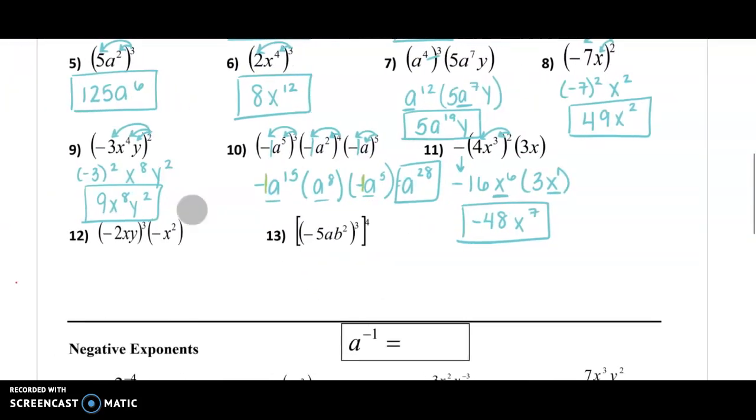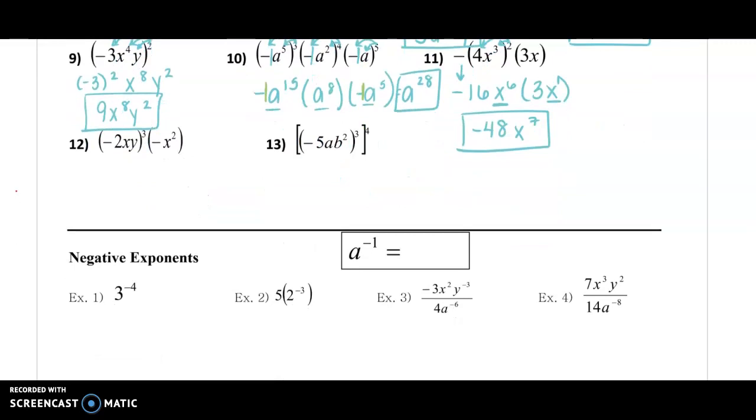Number 12, distribute that 3rd power to the negative 2, to the x, and to the y. Negative 2 to the 3rd, x to the 3rd, y to the 3rd, times negative x squared. So we have negative 8, x to the 3rd, y to the 3rd, times negative x squared. Negative 8 times basically a negative 1 is going to give me positive 8. X to the third times x to the second is x to the fifth, and then y to the third.